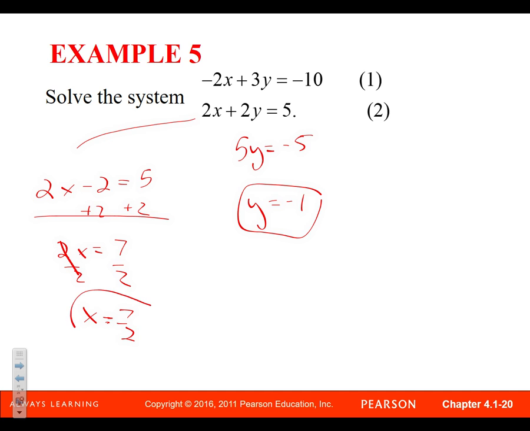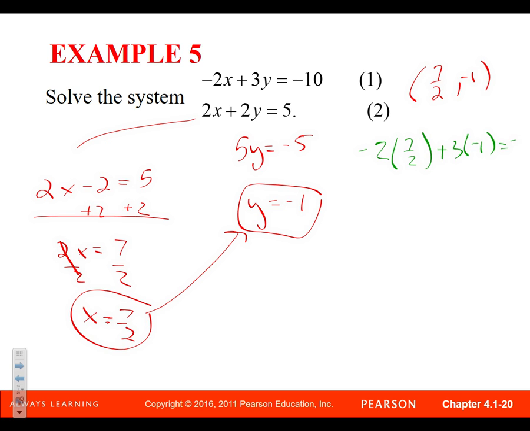So there's x, there's y. What do I need to do? Check it. Obviously, I'm a little suspicious about it because I did get something weird. Well, it's not weird. It's just an improper fraction. But I'm saying that that's my solution. I'm going to have to check it. So I'm going to start with the top one, and I'll do it in green so you can see me checking the top one first. So that's 2 times 7 over 2 plus 3 times negative 1. And that should equal a negative 10.